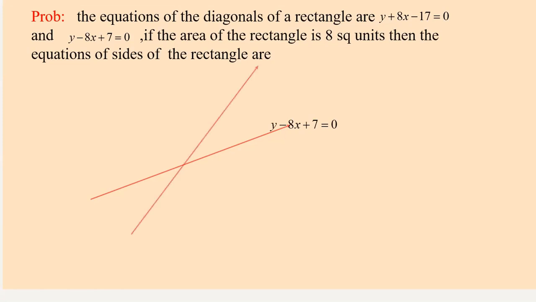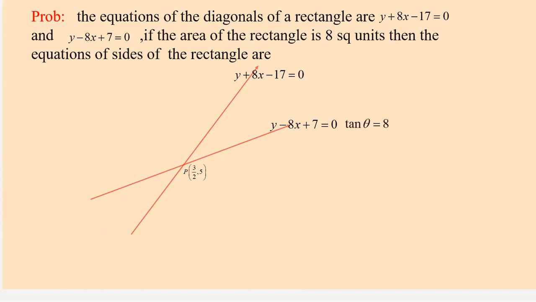And the second diagonal is y plus 8x minus 17 is equal to 0. In a rectangle, the point of intersection of diagonals is nothing but its center. By solving the two equations, we will get the center as (3/2, 5).